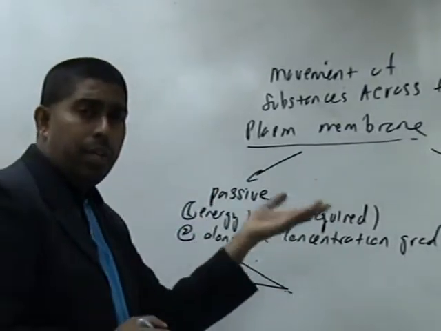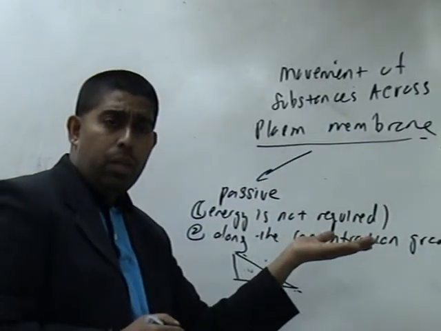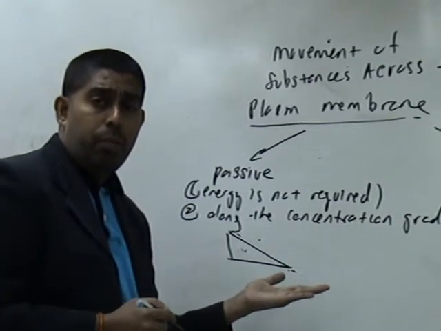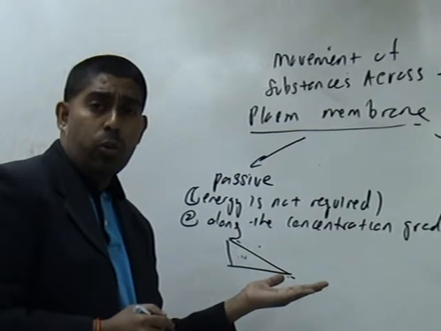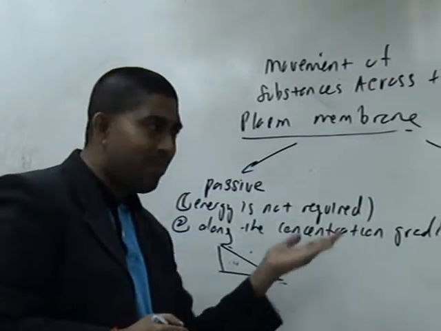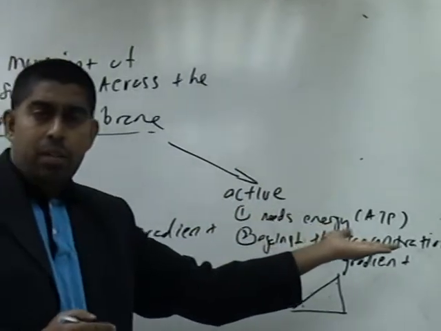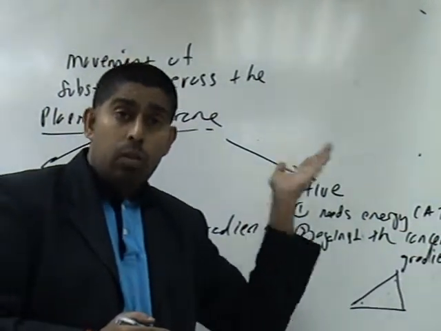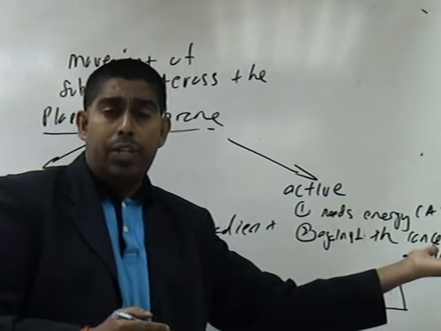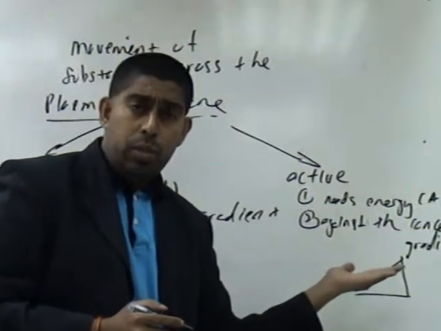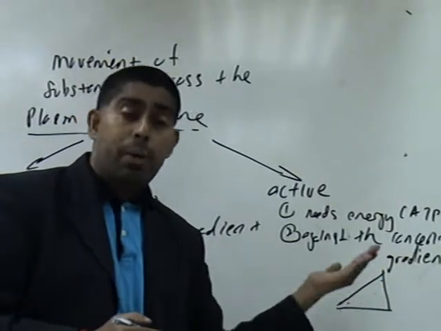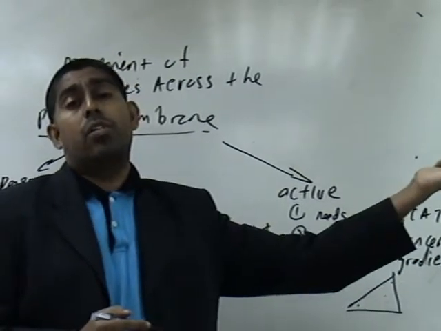Passive here means it doesn't require any energy. Number 2, it follows the concentration gradient, means from high concentrated area to low concentrated area. Got it, students? On the other hand, active transportation here means that it requires energy in the form of ATP, and number 2, it goes against the concentration gradient, means from low concentrated area to high concentrated area.